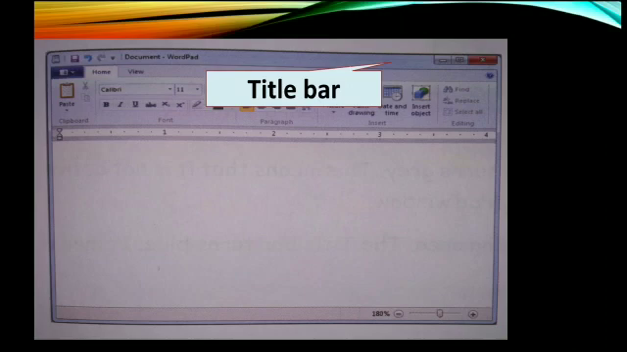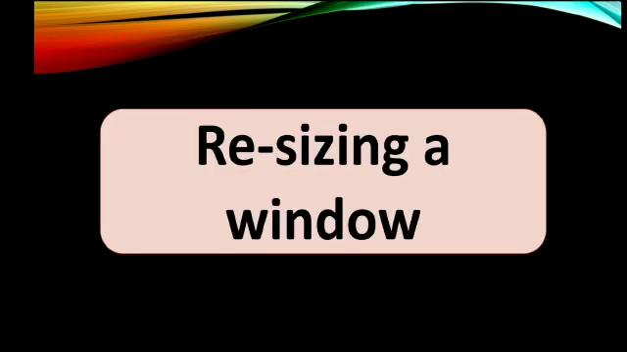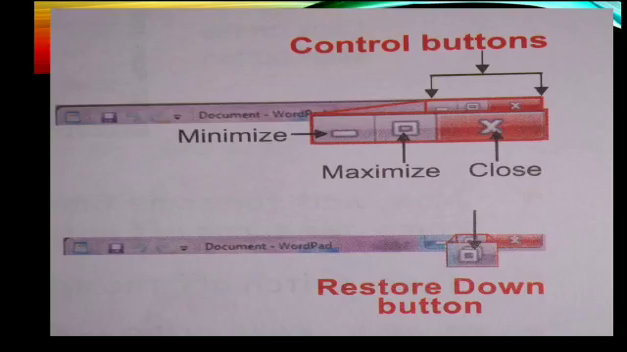Students, do you know you can change the size of a window? Look at the control buttons at the top right corner of the title bar. Click on the middle button, Restore Down. The WordPad window will become small in size. Click again the middle button to get back to its normal size.